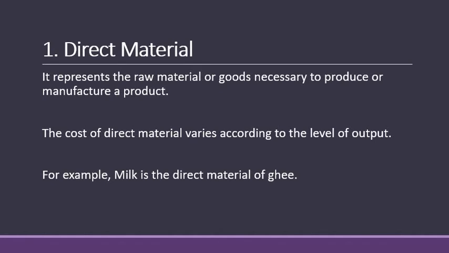Let's see in detail one by one. First is the direct material. It represents the raw material or goods necessary to produce or manufacture a product. Meaning for producing a product, what are the raw materials required? So the cost of that raw material is called direct material. The cost of direct material varies according to the level of output. For example, milk is the direct material of ghee.